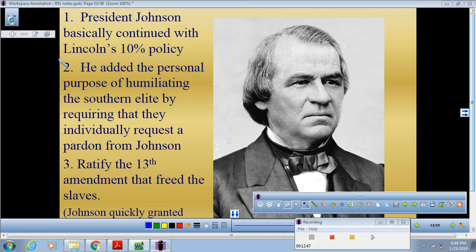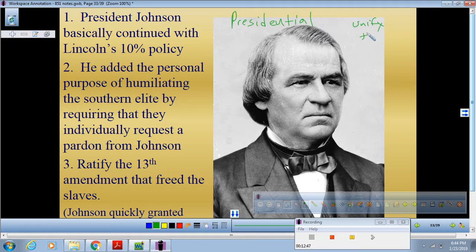So here is Johnson again and his three parts, which was also presidential Reconstruction, because it was from him, the one that took over for Lincoln. And it was the same. The goal was to unify the nation, just as in Lincoln's plan. He continued Lincoln's 10% policy. He continued the requirement that the states must recognize the end of slavery, except by now the 13th Amendment was passed, so he required them to ratify the 13th Amendment.